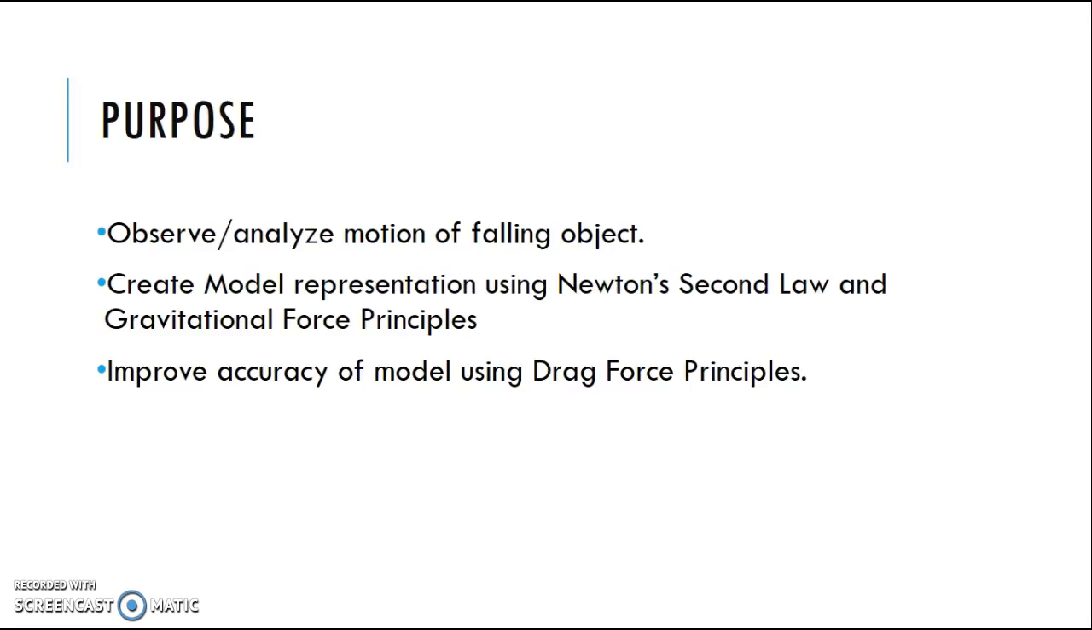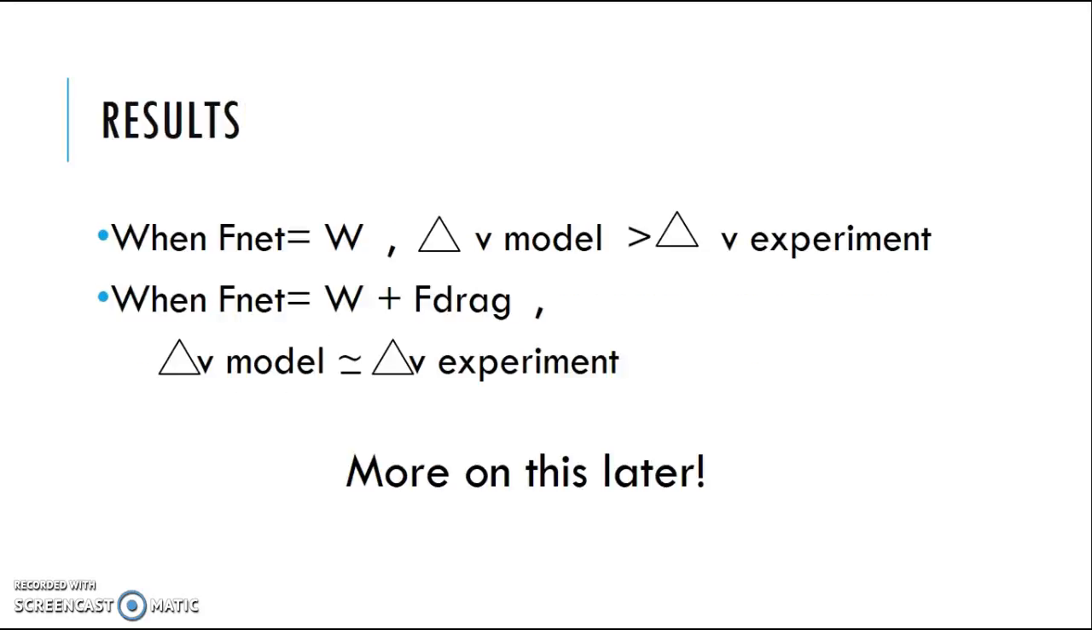The purpose of this lab is to observe and analyze the motion of a falling object, then create a model representation of the motion and apply physics principles of gravity and drag force to improve the accuracy of the model. The results of this experiment show that the original model prediction, where only gravity was included in the net force, consistently overshot the change in velocity compared to the experimental data.